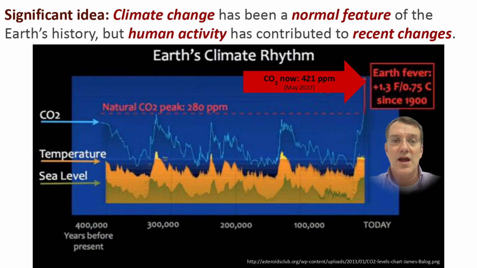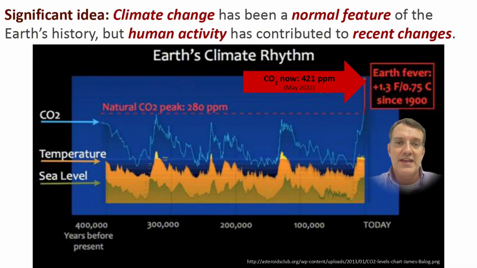One of the most important concepts to grasp is that while climate change is nothing new in Earth's history, what we're experiencing today is unprecedented. First, let's examine this graph showing Earth's climate rhythm over 400,000 years. Three key measurements are tracked here: CO2 levels in blue, temperature in orange, and sea level in green. Throughout this entire period, CO2 levels naturally fluctuated but never exceeded 280 parts per million, or ppm.